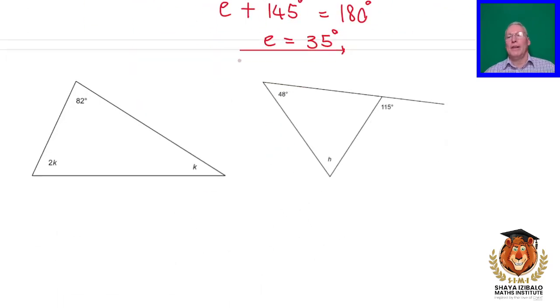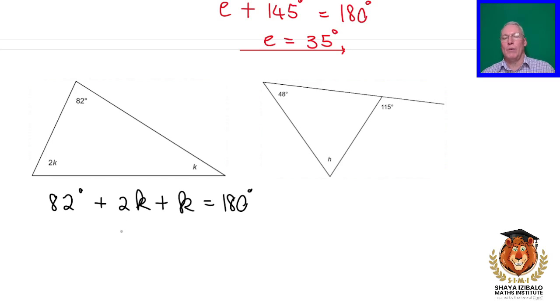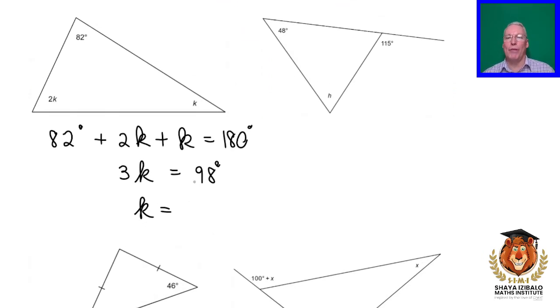Okay, right. Then this one over here, I think is fairly straightforward. All these angles are in a triangle. So if we add them all up, 82 degrees plus 2k plus k, that must come to 180 degrees. Right, we end up with 3k. Let's subtract 82 from both sides, and when we do that, we get 98 degrees. And the last thing we're going to do is divide both sides by 3. We get 98 over 3.